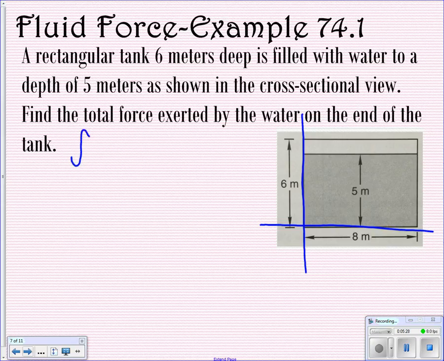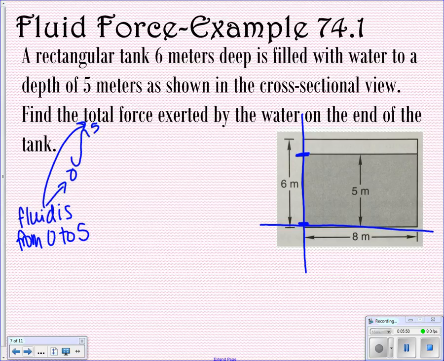And so our endpoints that we're going to integrate are going to be from 0 to 5 because that's where our fluid is. So from 0 to 5, that is where your fluid can be found. So your fluid is from 0 to 5. Now our formula was W times H times area. So W is our weight density, which is 9,800 because we have water.